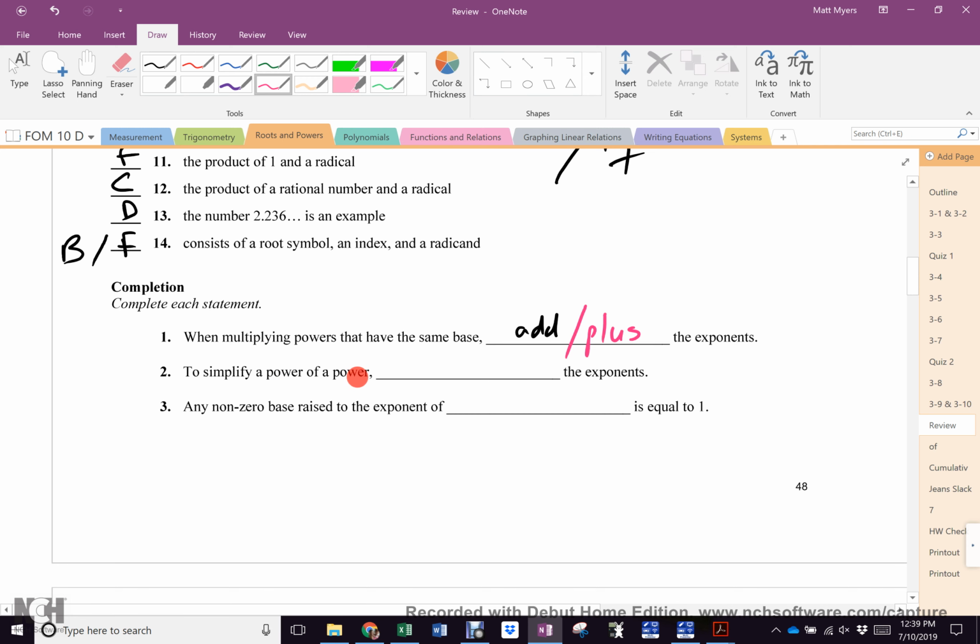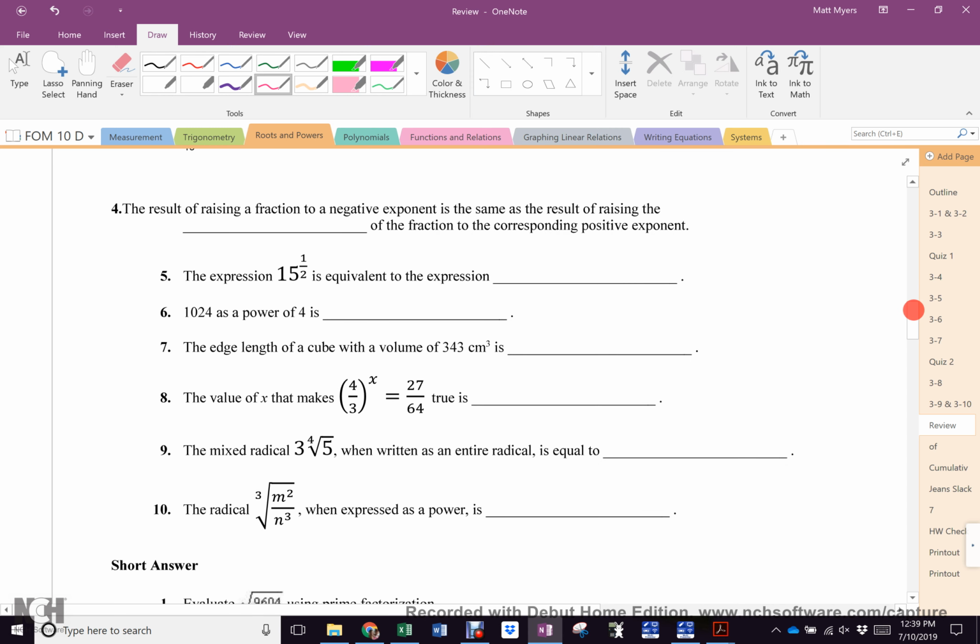To simplify a power of a power, you, of course, multiply the exponents. But I'm betting a bunch of you said you times them. Who did it? And this is, of course, 0. So that's out of 3, making the whole first page out of 17. Turn the page over.